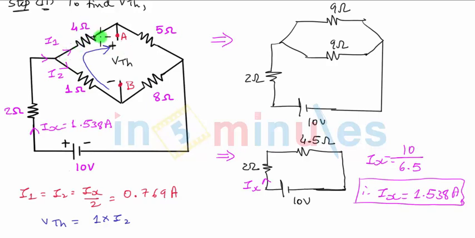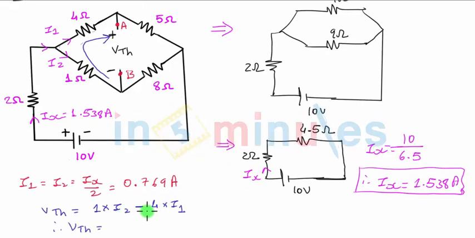Second drop will be across 4 ohm. The current through 4 ohm is I1 flowing towards node A, and we are also traveling towards node A. So we are traveling in the direction of current I1. So this time the drop will be negative: I2 minus 4I1. But I1 and I2 are exactly the same. So VTH is going to be equal to minus 2.307 volts.